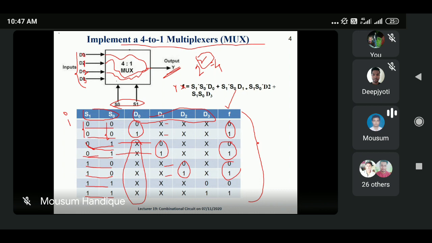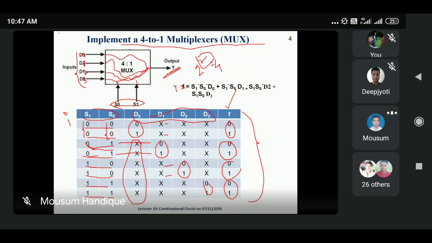D3 means when S0 and S1 are both 1, D3 is propagated to Y. So here this one is 0 1, and when S1 is 1 and S0 is 1, the same value 0 1 occurs at the output. So it is very easy when you are designing the truth table for a multiplexer.